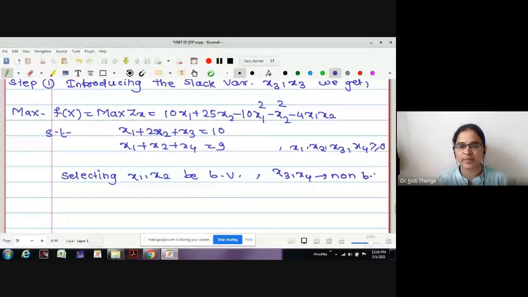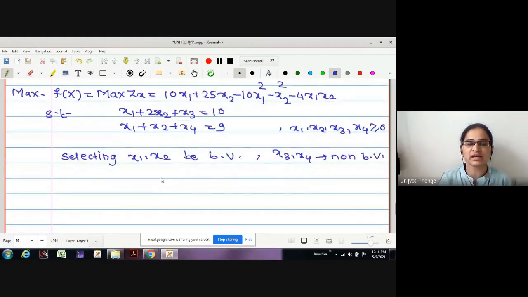Now the methodology says to try to express the objective function in terms of the non-basic variables. That is, we want to find the values of x1 and x2 in terms of x3 and x4. In the previous example, it was easy for us as we had only one constraint. Now here we have two constraints. Using these two equalities, we will try to find the values of x1, x2 in terms of x3 and x4. For the time being, let me call these statement number 1 and statement number 2.